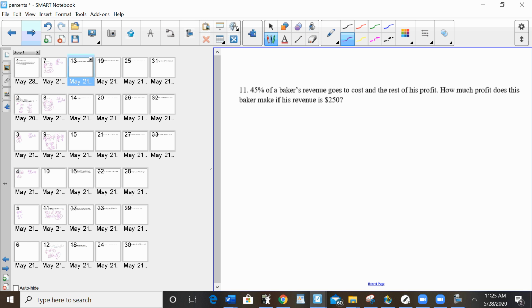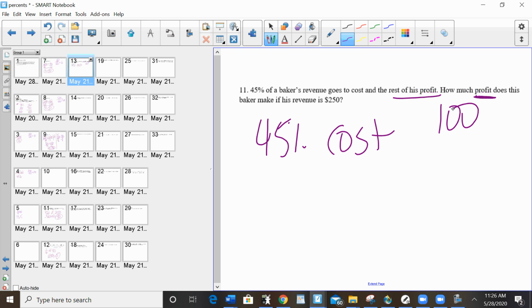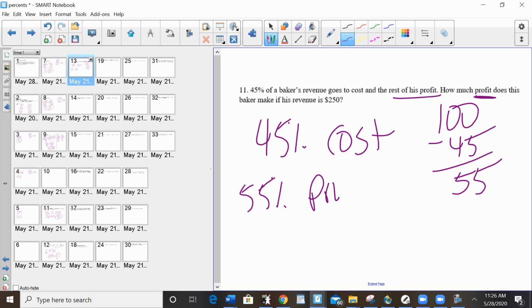All right, now here's where we're going to add a new twist. 45% of a baker's revenue goes to cost, and the rest is profit. How much profit does the baker make if his revenue is 250? So it says that 45% is cost. The question's asking about profit. It says the rest is his profit. So if 45% is cost, then 100 minus 45, 55% is profit. That's what we talked about at the beginning.